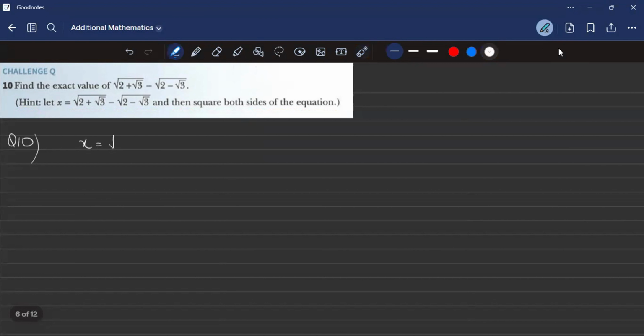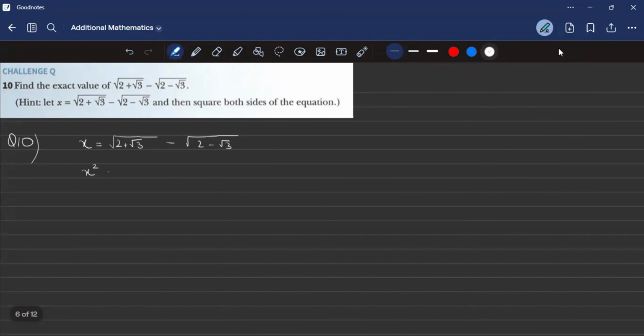So x equals under root of 2 plus under root 3, minus under root of 2 minus under root 3. And basically, how are we going to find this exact value? We have to get rid of the extra under roots. And in fact, they've also told us here to square both sides of the equation. So basically, we simply square both sides of the equation.